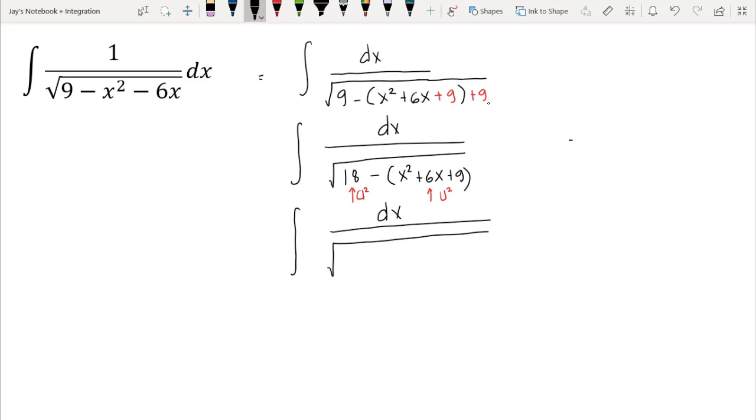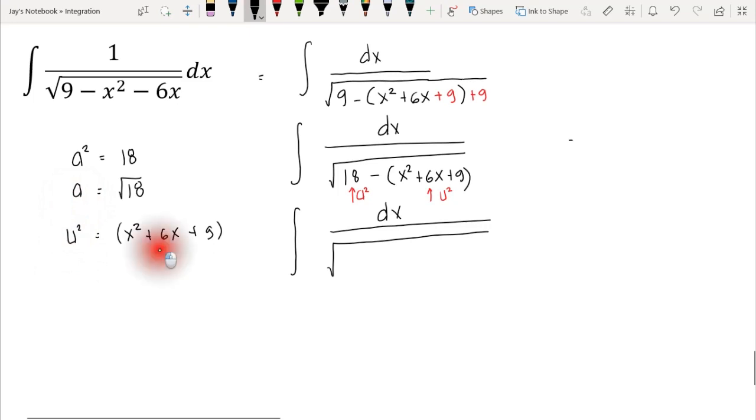So if our a squared is equal to 18, then our a here is square root of 18, correct? If our u squared is equal to x squared plus 6x plus 9, take note our u is a function of x and our a is a constant, then we know that this one could be transformed into a square of binomial, correct? So u squared here is basically equal to, again, how are we going to change it into a square of binomial?